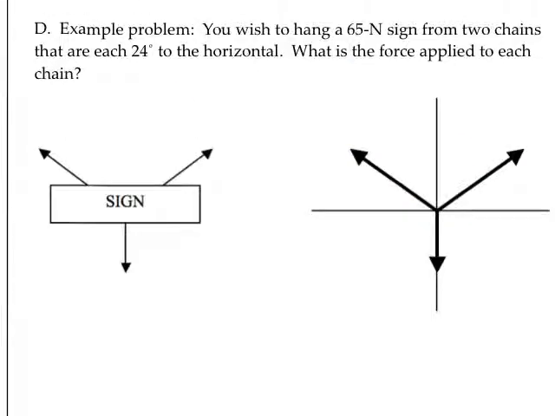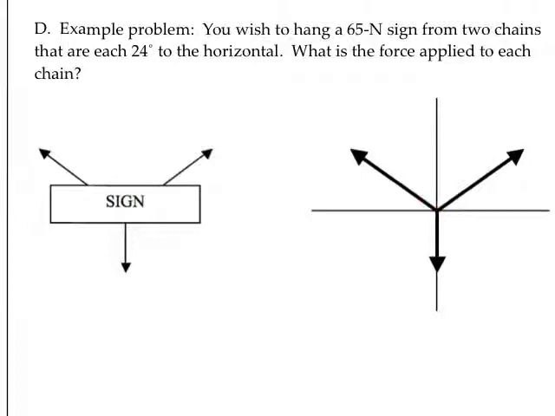So you have an example problem where you are asked to hang a 65 Newton sign from two chains that are each 24 degrees to the horizontal. We are interested in how much force is applied to each chain to hold it up. So you've got a little picture of a scenario. These are going to be our chains, and then we know the weight of the sign.